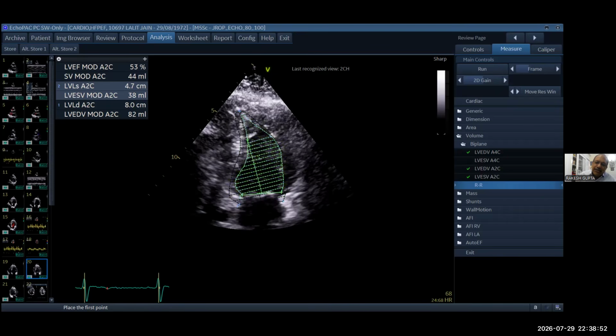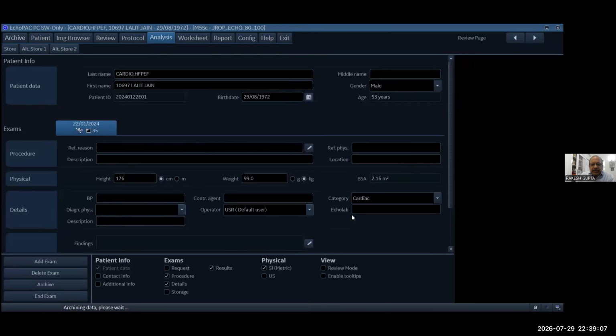And individual segments, look, these are diskettes. So it's calculating the volume of individual diskettes and adding them up. That's how we look for biplane ejection fraction.